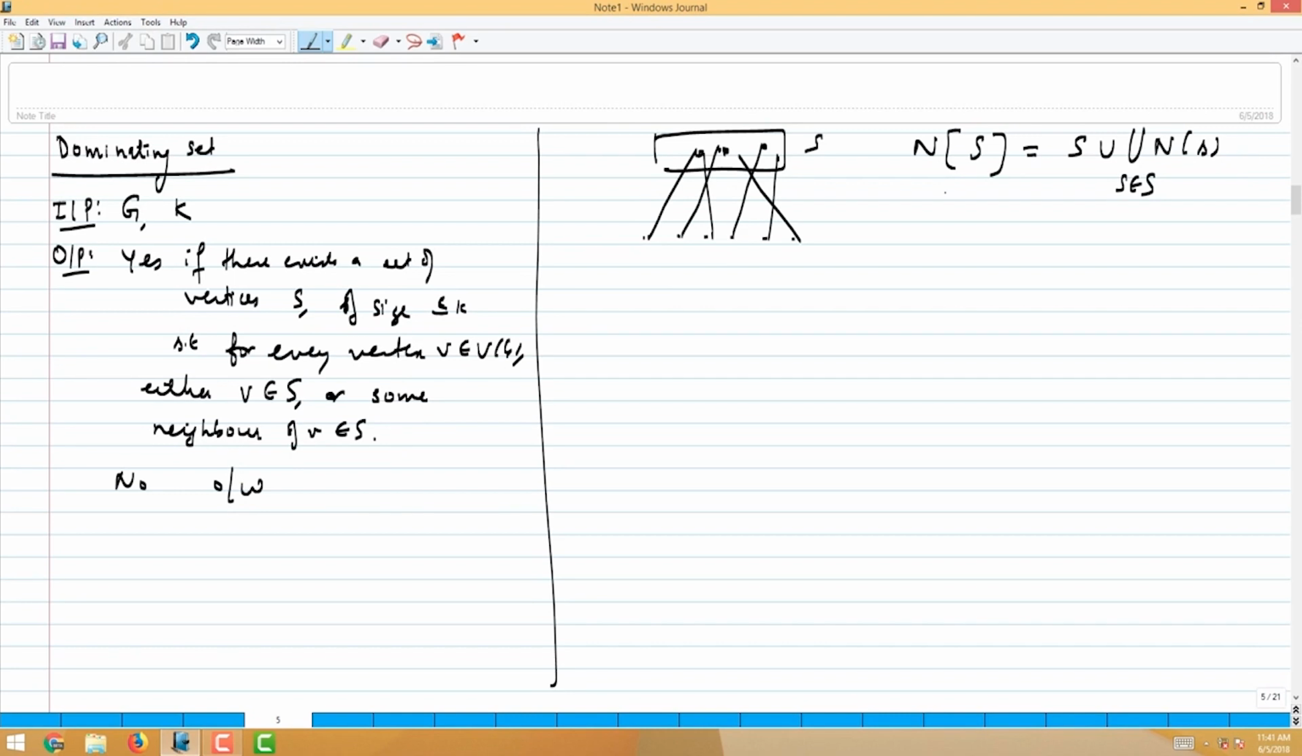So now can you tell me, if S is a dominating set, then what will be this N of S? All the vertices. Because any vertex is either here in S or in some set here, right? Fine.